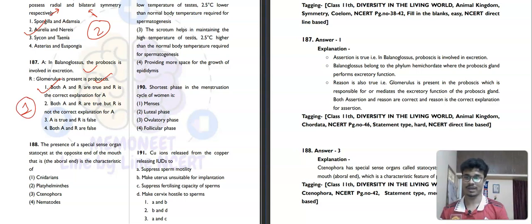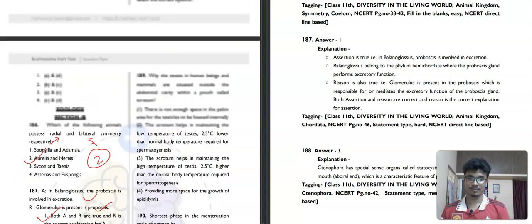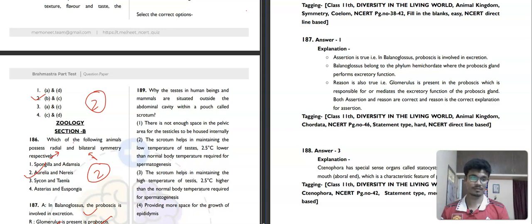Then question number 188. The presence of a special sense organ, statocyst, at the opposite end of the mouth, that is the aboral end, is the characteristic of Cnidaria, Platyhelminthes, Ctenophora or nematodes. So these are the characteristic of Ctenophora. Third option is our correct answer. In question number 189.